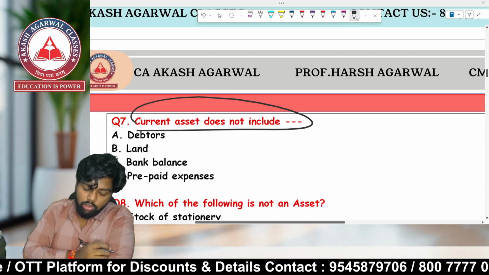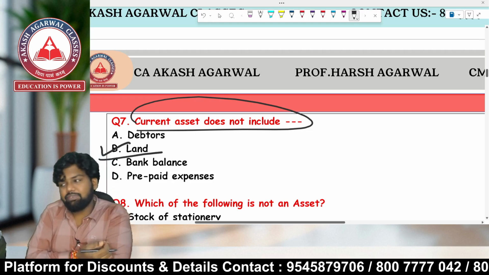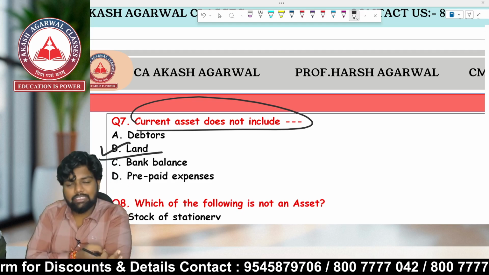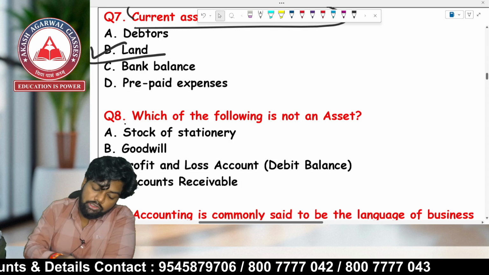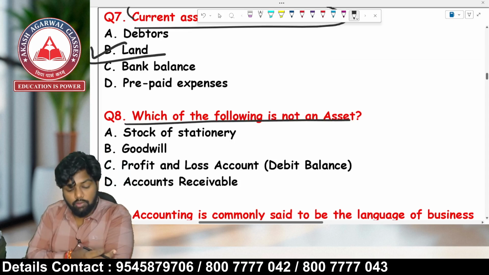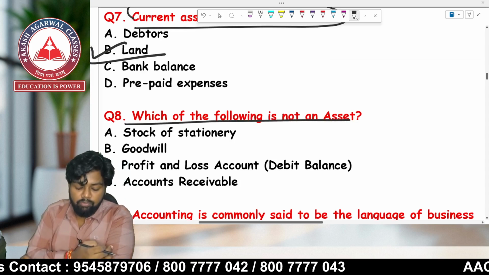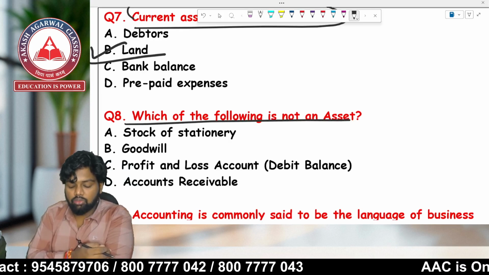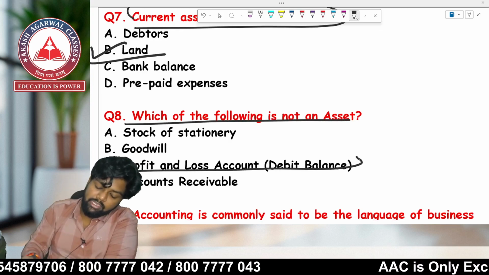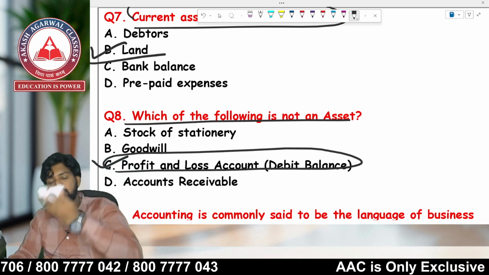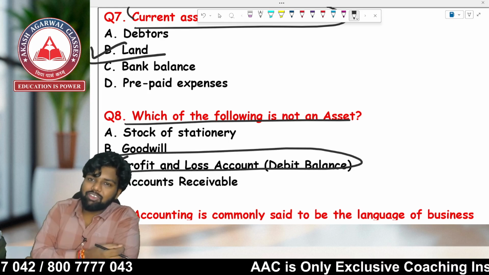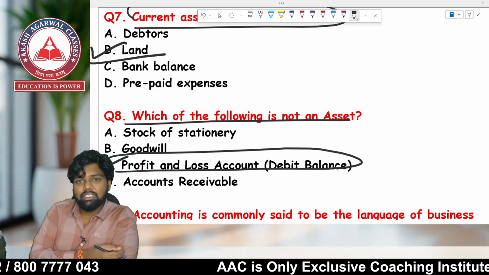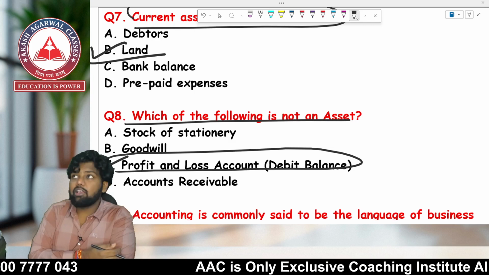Current asset does not include land. Land is a fixed asset. Debtors are current asset. Bank balance is current asset. Prepaid expenses current asset. Which of the following is not an asset? Stock of stationery, goodwill, profit and loss, and accounts receivable. Profit and loss account will not be considered as an asset. It will be treated as a reduction in the asset. So option C will be the correct answer.